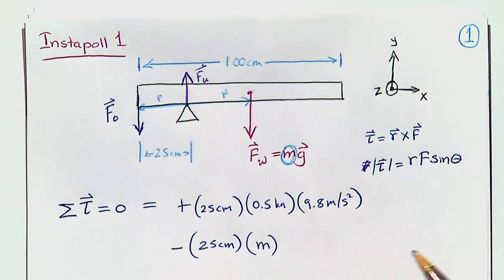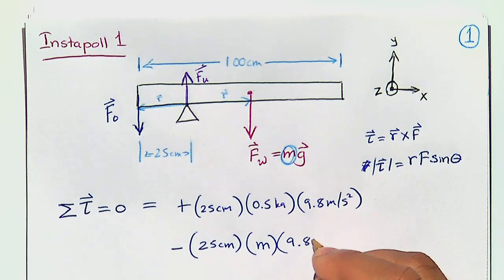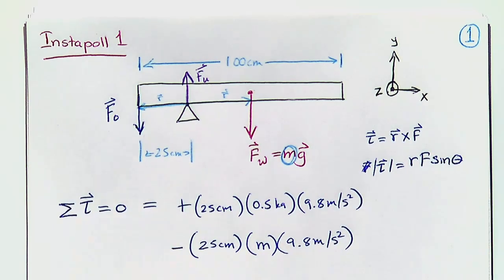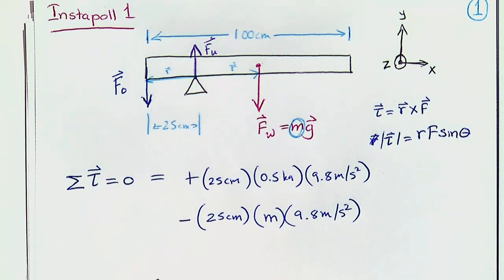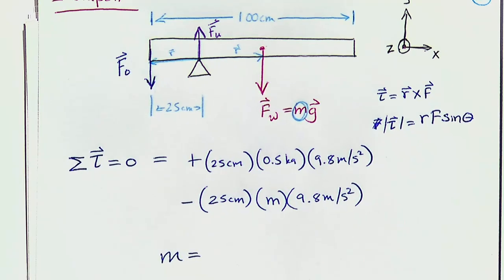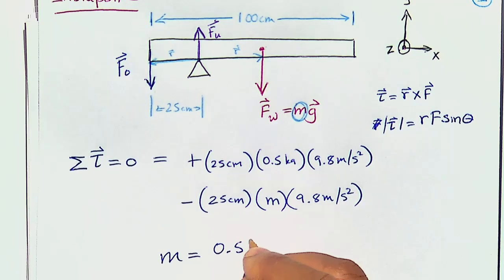And then it has some mass. We don't know the mass of the meter stick, right? But we know G, right? So 9.8 meters per second squared still, right? So this plus this has to equal 0. So what does that mean about M? What must M be? 0.5. Yeah, so it has to be 0.5.